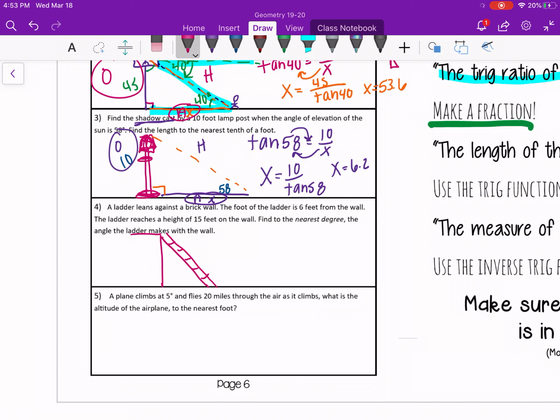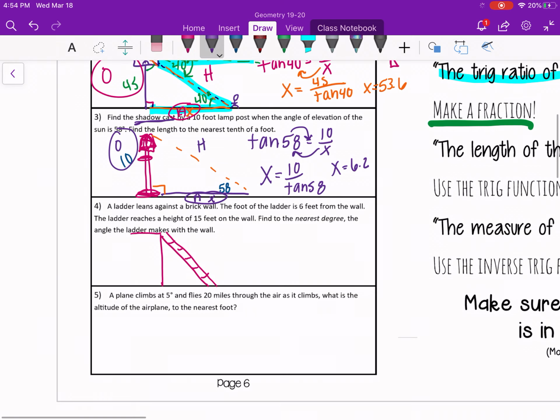So it says the foot of the ladder is 6 feet from the wall. So you need to figure out what's that distance. What does the foot of the ladder mean? Where is the foot of the ladder? Does the foot of the ladder mean the whole ladder? Does it mean the top of the ladder? Does it mean the bottom of the ladder? Foot of the ladder means the bottom of the ladder. So the distance from the bottom of the ladder to the wall is 6 feet.